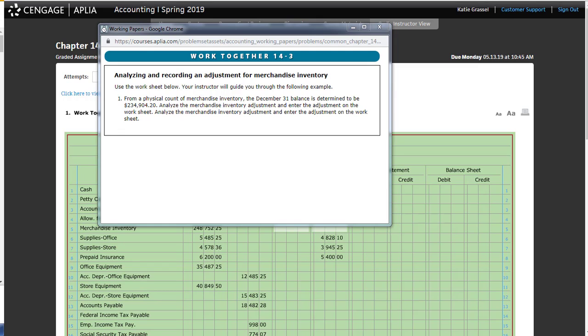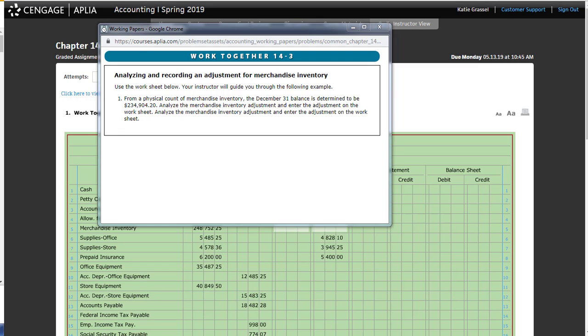So I can't tell you, like supplies and prepaid insurance, that you're always going to debit or credit merchandise inventory. You have to look to see what the value is, how it adjusts. And when we take a look at Work Together 14.3, it says from a physical count of merchandise inventory, the December 31st balance is determined to be $234,904.20. Higher or lower? It is lower. We're going from 248 to 234, so it's lower. Are we debiting or crediting? We have to credit it. How much?